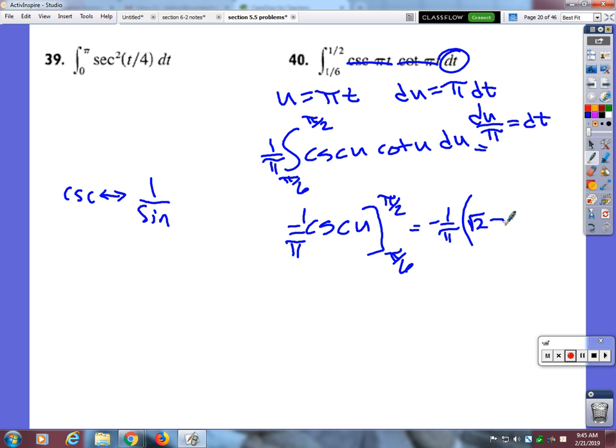minus, you guys all know that pi over 6 is 30 degrees. So the sine of 30 degrees would be 1 over 2. So the cosecant is 2 over 1. And that's how we're going to leave it. Let me simplify that, see if I got the same answer.